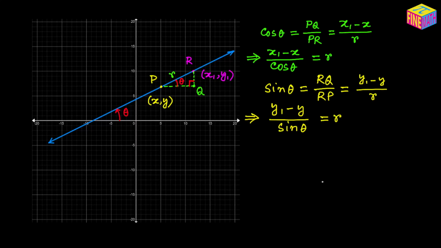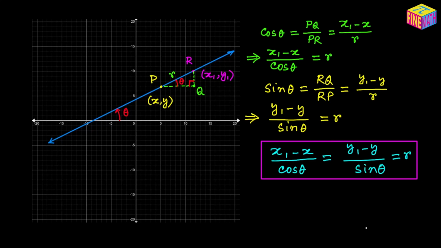And if we combine these two equations, then the combined form can be written like this: (x₁ − x)/cos θ = (y₁ − y)/sin θ = r, and this is also a parametric form of this equation when P is on the left hand side of R. Now from here, let's try to find out the value of x and y.